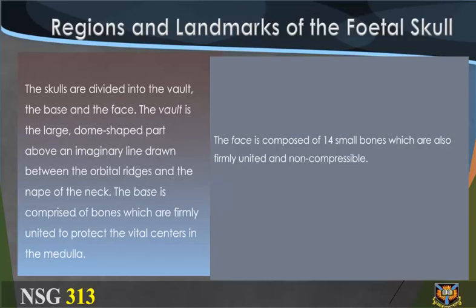Regions and landmarks of the fetal skull. The skull is divided into the vault, the base, and the face. The vault is the large dome-shaped part above an imaginary line drawn between the supraorbital ridges and the nape of the neck. The base is comprised of bones which are firmly united to protect the vital centers in the medulla. The face is composed of 14 small bones which are also firmly united and non-compressible.